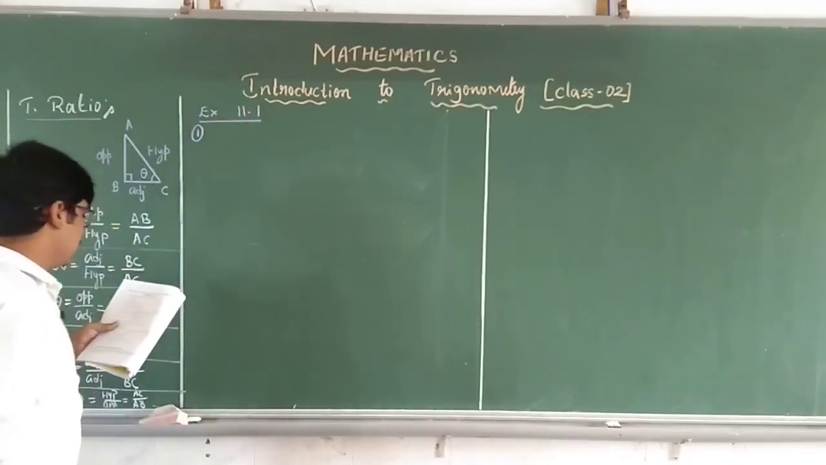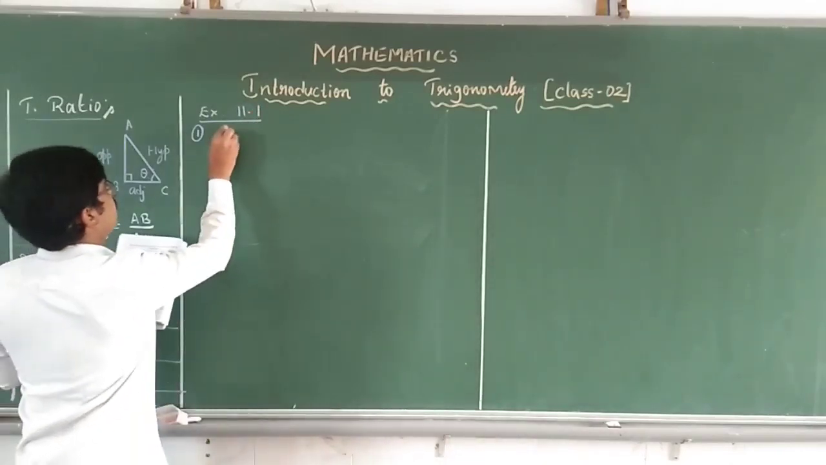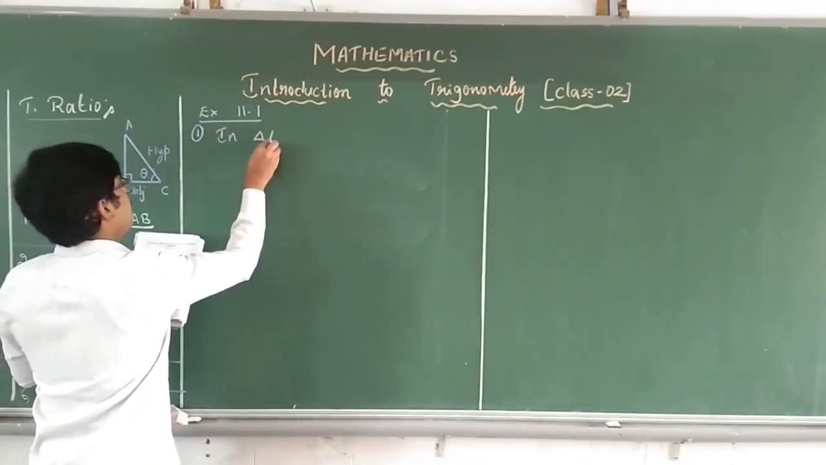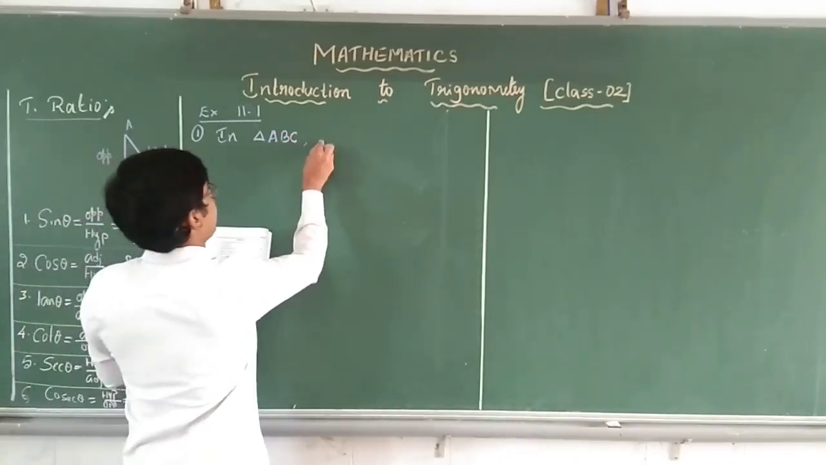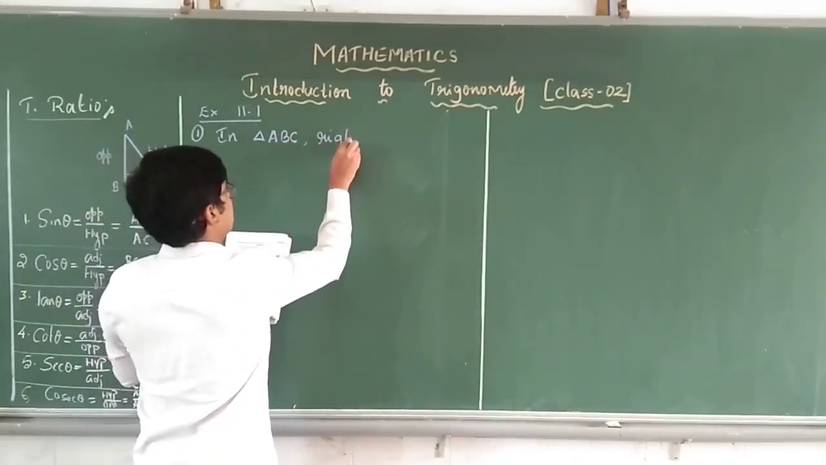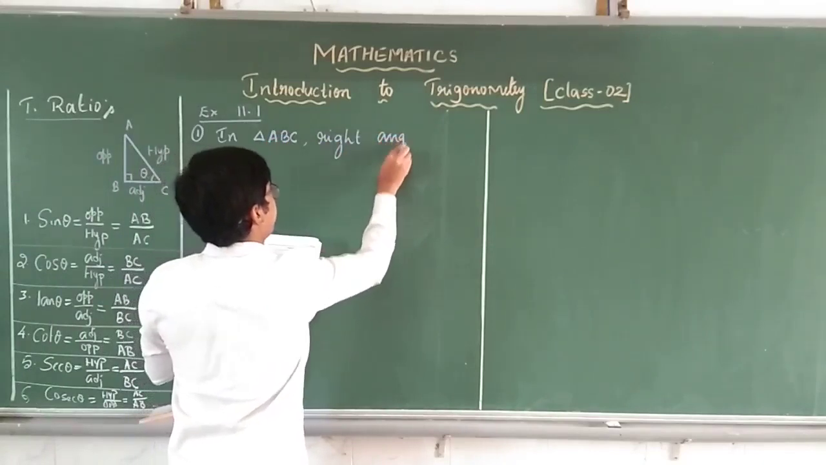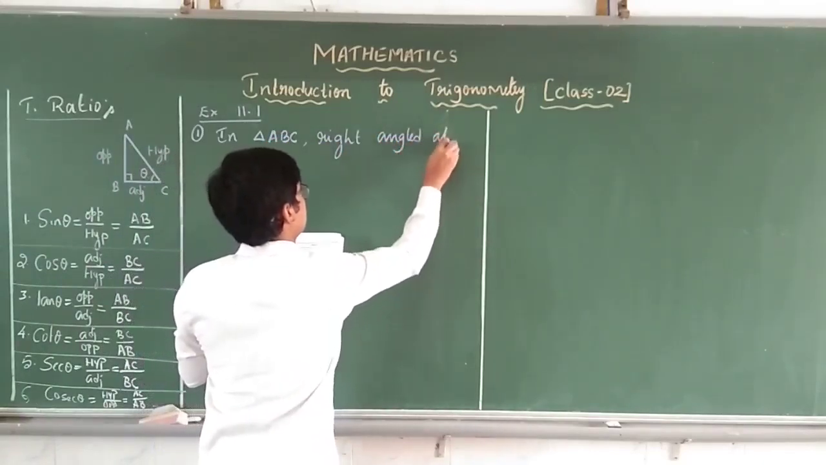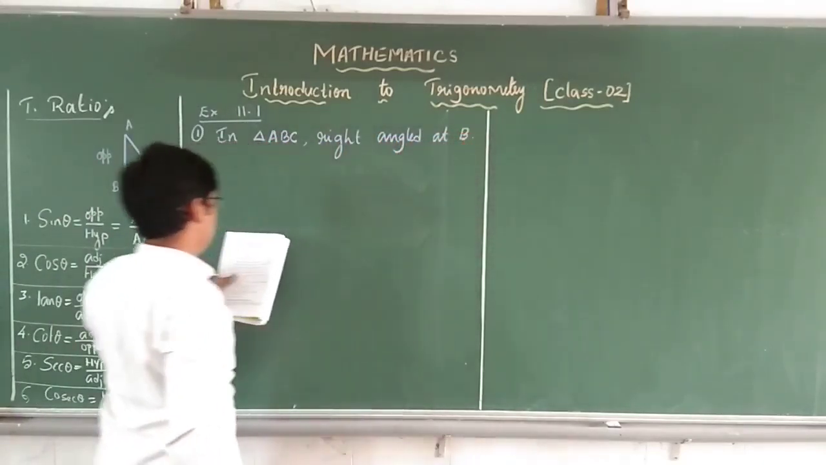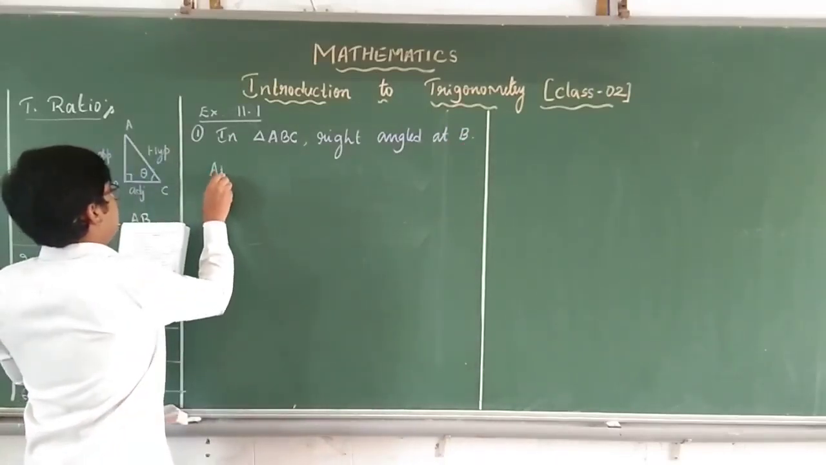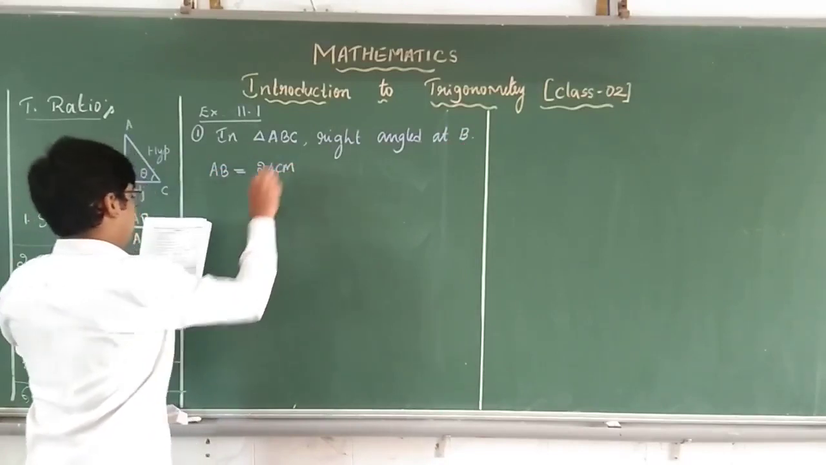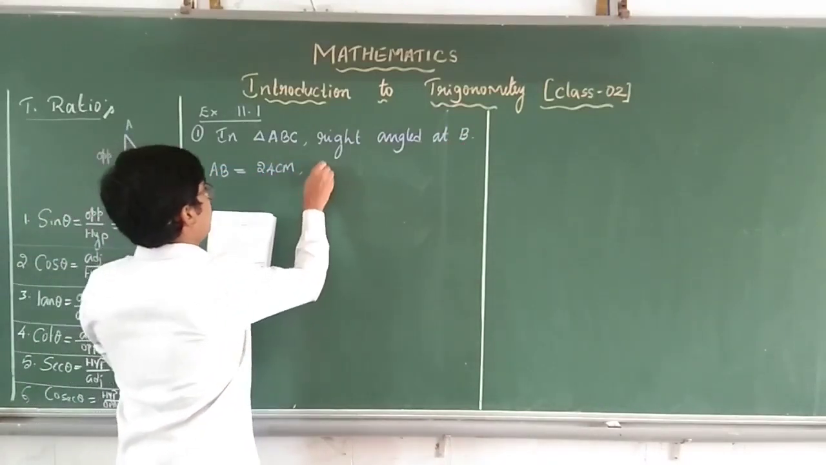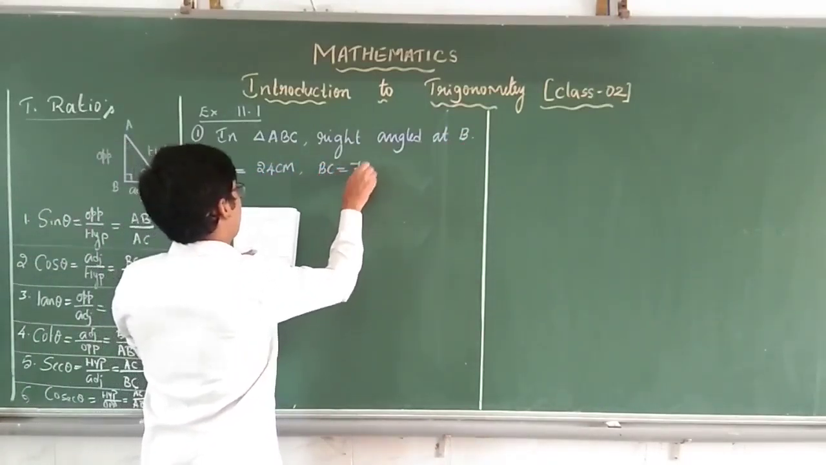The first exercise, that is page number 50. In triangle ABC, right angled at B, the length of the side AB is 24 centimeters. The length of BC is 7 centimeters.